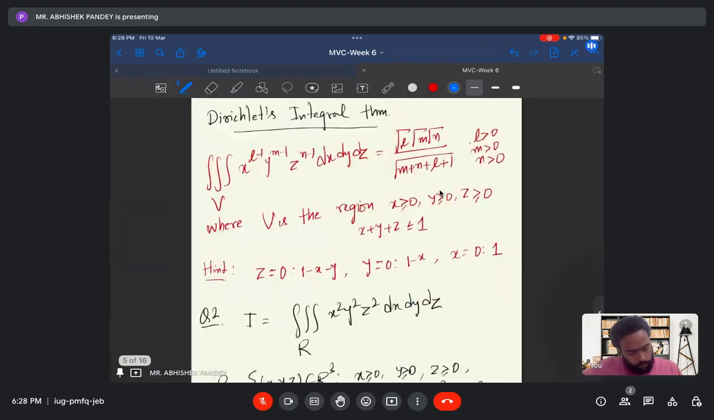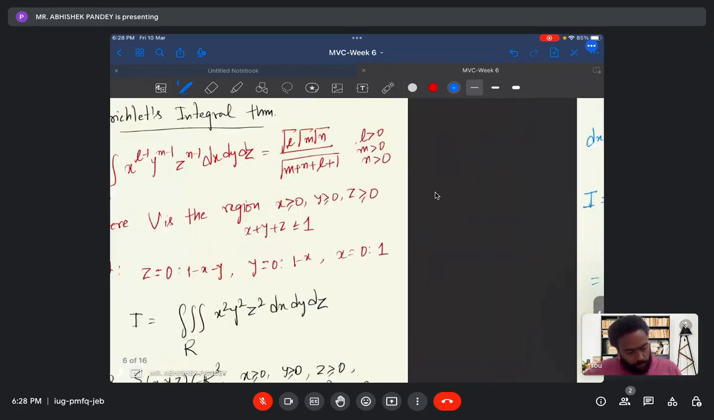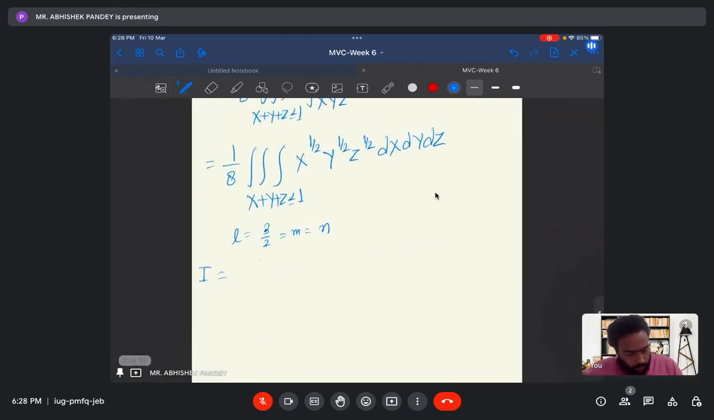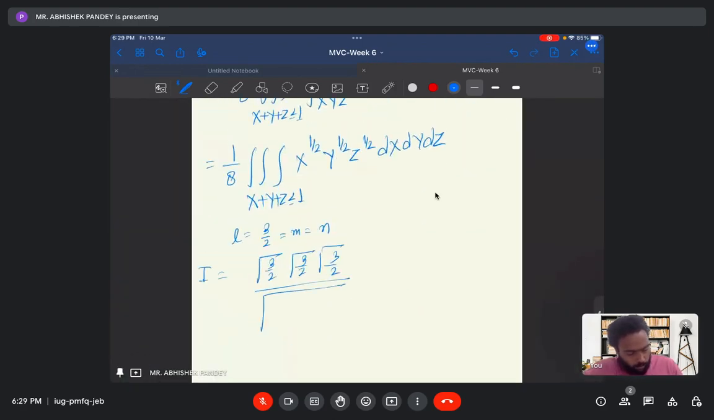So if you compare this with L minus 1, M minus 1, and N minus 1, this is nothing but L equals 3 by 2, equals M, equals N. So this I will become gamma of 3 by 2, gamma of 3 by 2, gamma of 3 by 2 upon gamma of 3 by 2 plus 3 by 2 plus 3 by 2 plus 1.